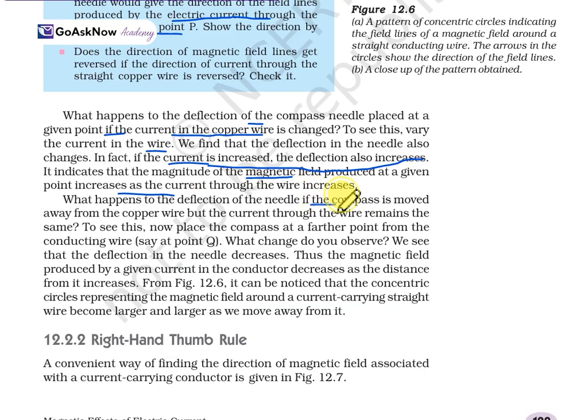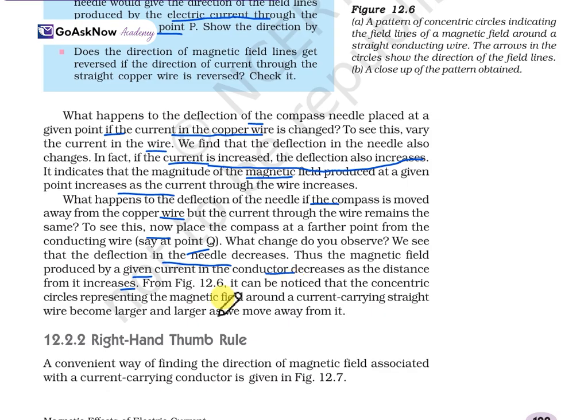What happens if the compass is moved away from the copper wire, but the current through the wire remains the same? Now the second condition is the deflection of the compass needle when it is moved away from the copper wire while the current remains the same. To see this, place the compass at the farthest point and observe what change you see. We see the deflection in the needle decreases when you have set it at the farthest point. Thus the magnetic field produced by the current decreases as the distance from it increases.